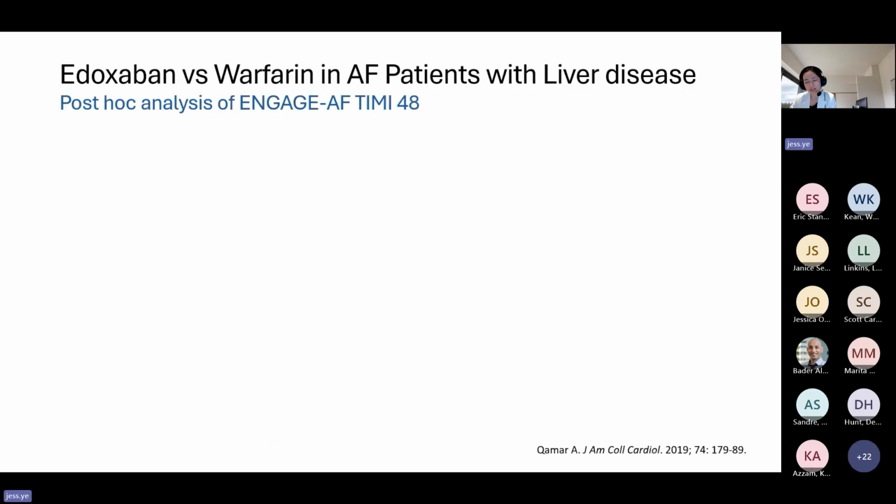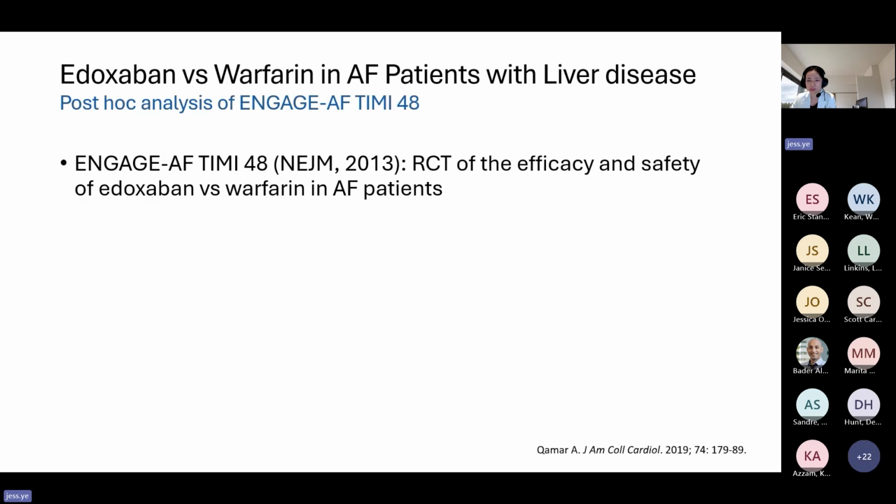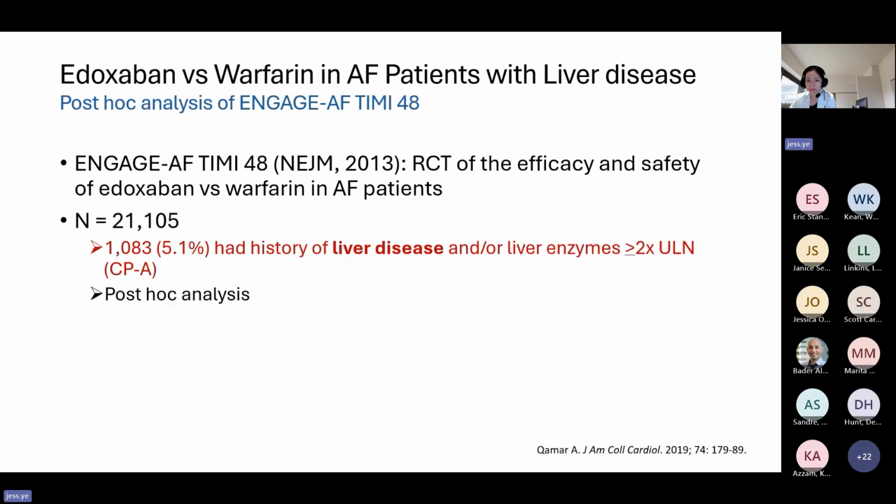This first study that we're going to look at is a post-hoc analysis of ENGAGE AF TIMI 48, which was initially published in the New England Journal in 2013. It's one of the big RCTs looking at the efficacy and safety of edoxaban versus warfarin in atrial fibrillation patients. And the original study had 21,000 patients.